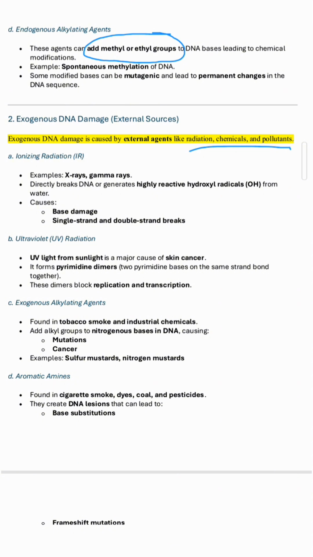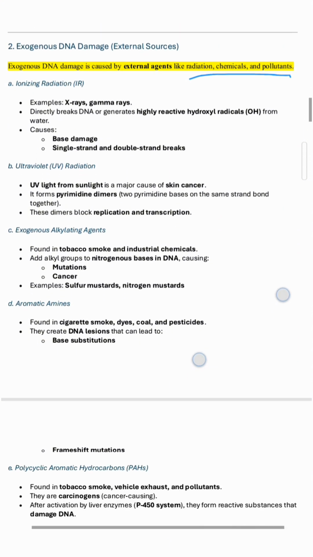Second is the UV radiation. UV radiation from sunlight is the major source of skin cancer. Now the biggest effect of UV radiation is that it forms pyrimidine dimers. What are pyrimidine dimers? Two pyrimidine bases on the same strand which are bound together are called pyrimidine dimers. And these dimers block processes like replication and transcription. That's why UV radiation is very harmful for our body.